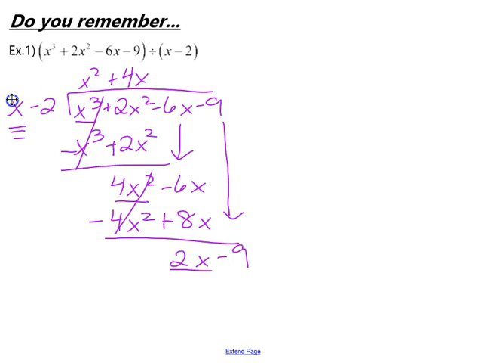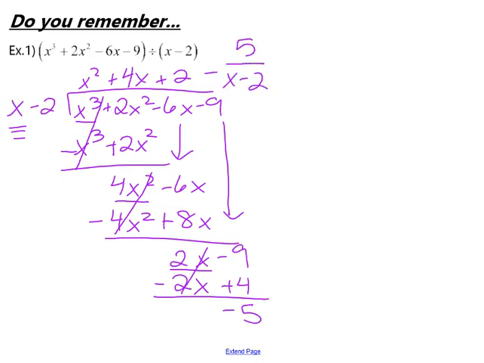Divide, and then multiply, change our signs, subtract, and then we had a remainder set up over our divisor. Now I'm going to show you another method for dividing polynomials called synthetic division.